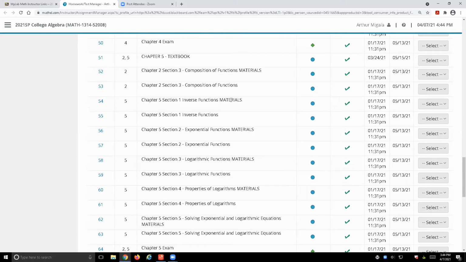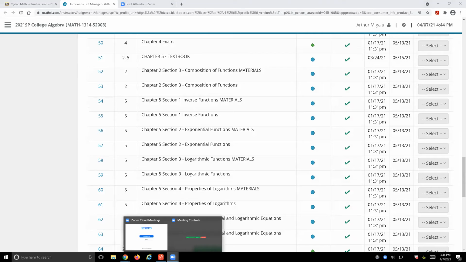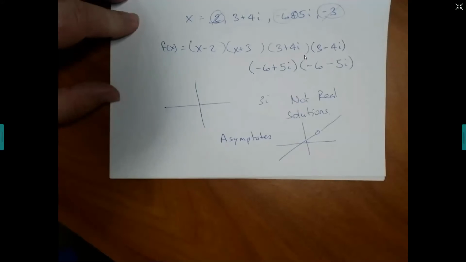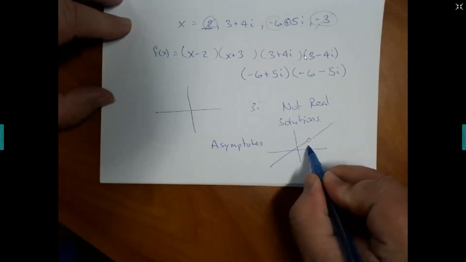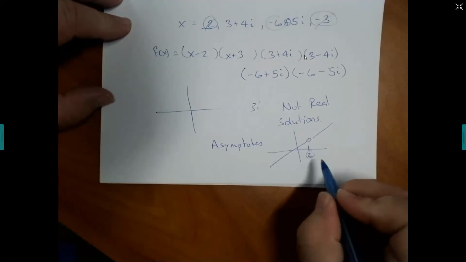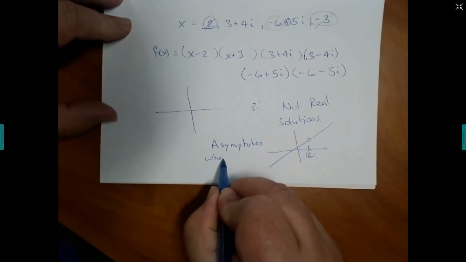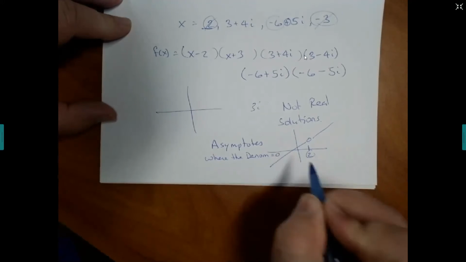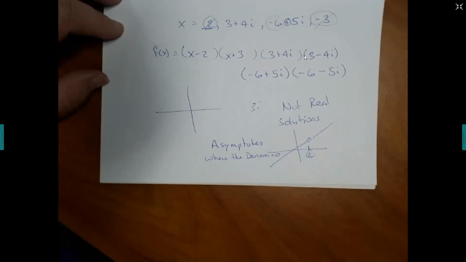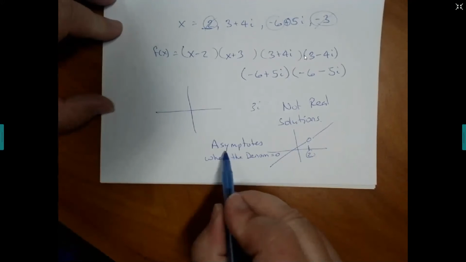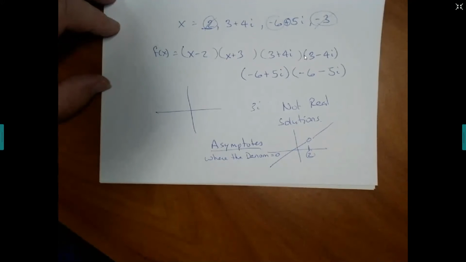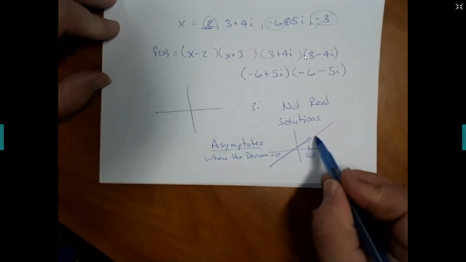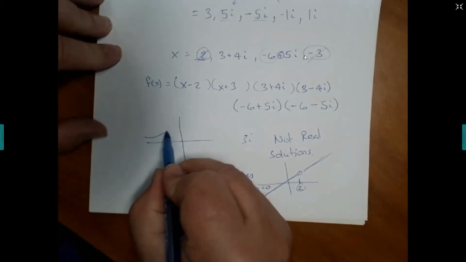Asymptotes are holes in lines where the graph cannot exist. At this point here, let's say it's 2. An asymptote is where the denominator equals 0. That pretty much sums it up. It's where the function's undefined. So the graph can exist on both sides, or we can have a graph that looks like this.